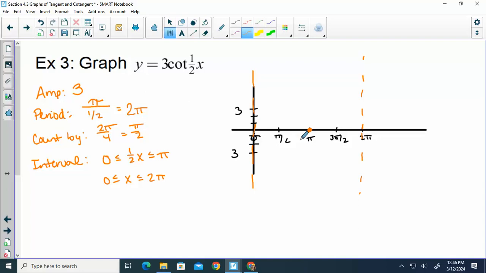Now we have to think about the shape. What does cotangent look like? It's decreasing. It starts positive because we're in quadrant 1. So here it would be at the positive 3, and then it goes negative. So 3 pi over 2 would be at negative 3.